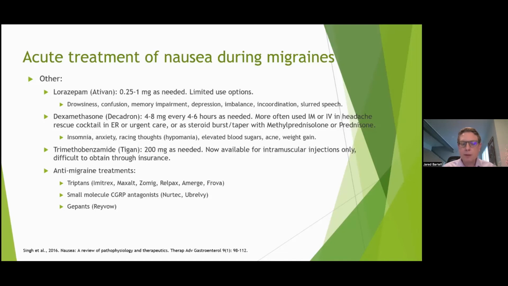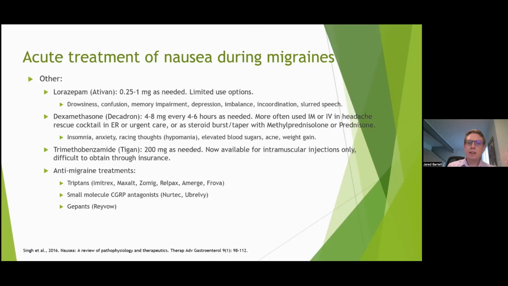Steroids in general, but dexamethasone, Decadron, I mentioned here in particular, that one can be used. It can be used orally, but more often we'll give that as an intramuscular or IV injection, as a headache rescue cocktail in the urgent care, the ER, or if you were to come into the University of Utah headache rescue clinic, we have that available also. The other option is we could always use a steroid burst and taper with something like methylprednisolone or prednisone. If you've heard of the Medrol dose pack, that's the same idea, starting at a high dose and then tapering you down quickly.